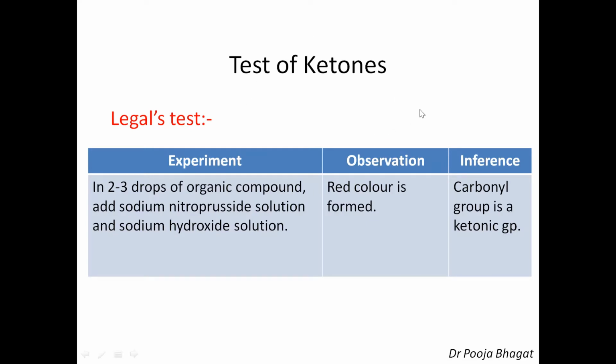Now the last. Although the topic of today's discussion is how we can use a mild oxidizing agent to distinguish aldehydes from ketones, here I am discussing one more test, which is a specific test for ketones, that is Legal's test. In Legal's test, in the test tube we take 2-3 drops of the organic compound, and add sodium nitroprusside solution and sodium hydroxide solution to it. A red color is formed. The color of the solution changes to red. Then the carbonyl group is a ketonic group, that means the carbonyl compound given to you is a ketone.